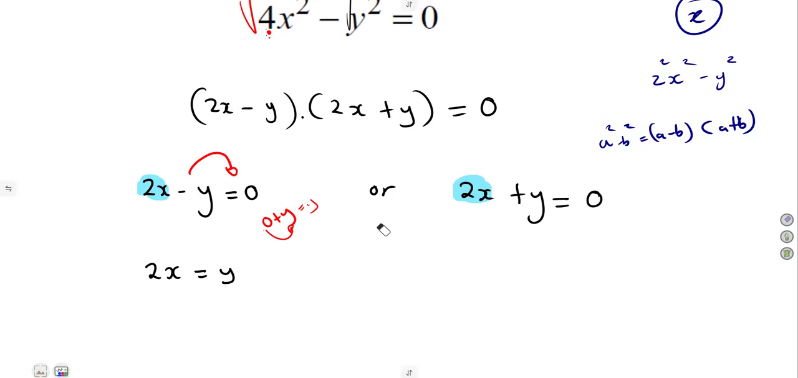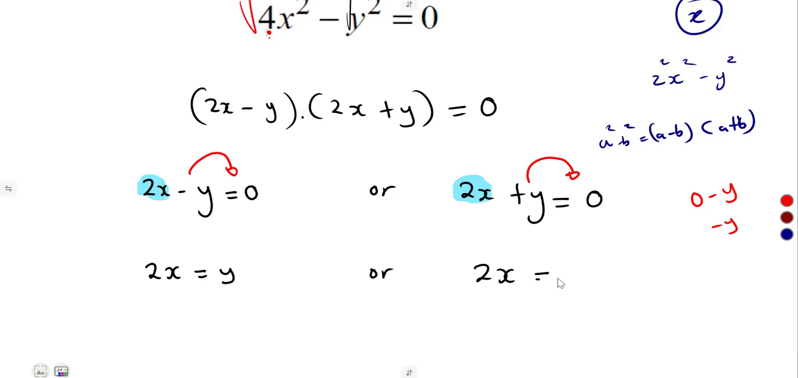The same thing on the other equation here. 2x remains on the left-hand side. That's the only term which contains x. So we must take the y to the other side. It will be a negative, 0 minus y, which is minus y. So that is equal to minus y. Remember, we talked about this. So from this one, 2x is equal to y. This one, 2x is equal to minus y.